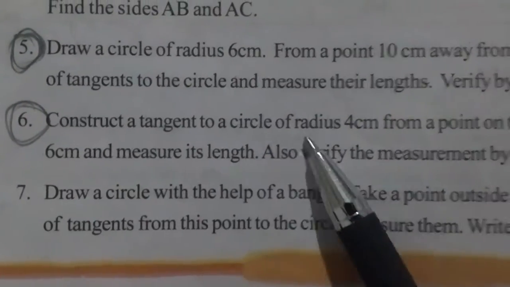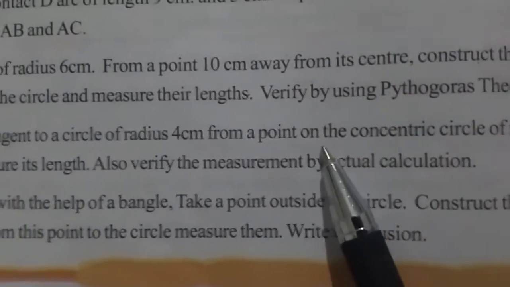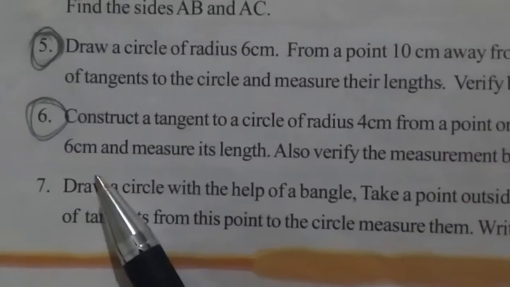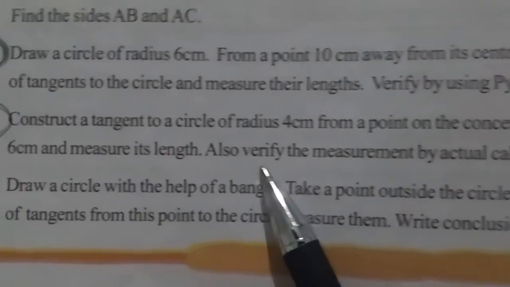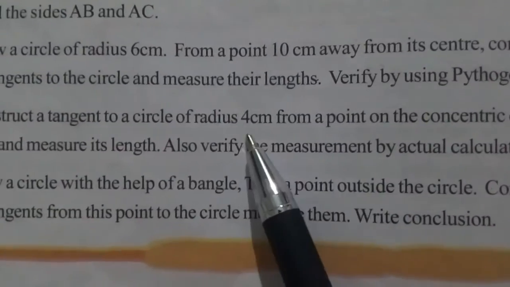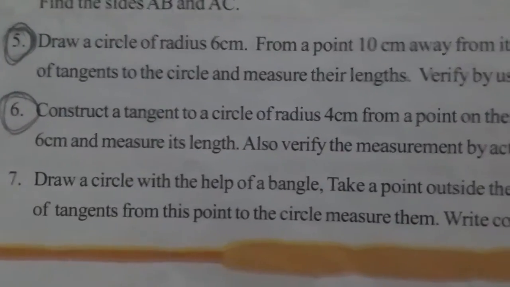Construct a tangent to a circle of radius 4 cm from a point on the concentric circle of radius 6 cm and measure its length. Also verify the measurements by actual calculation. Here the radii given are 4 cm and 6 cm, and these two are concentric circles.